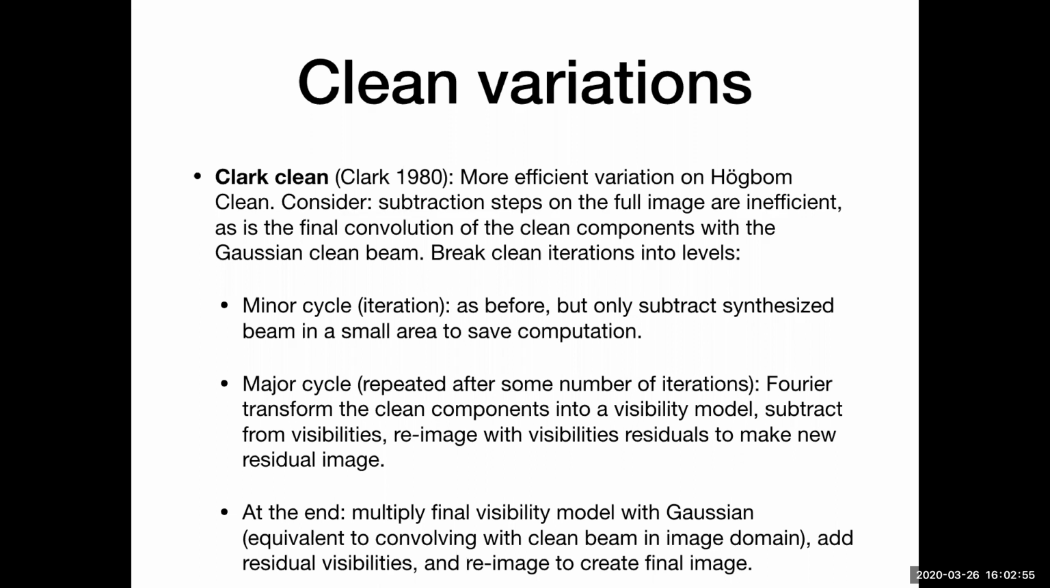So you're doing a subtraction over your entire image on every iteration, and it's computationally expensive. And so the Clark algorithm cheats. It divides the whole clean process into major and minor iterative cycles. The minor cycle is basically the same as a single iteration from before, except that instead of subtracting the synthesized beam across the entire image, it only does it in a small area where the side lobes of the beam are really strong. So you're saving the calculation way out at the edges of the image, where your side lobes are close to zero and the calculation is not really doing much.